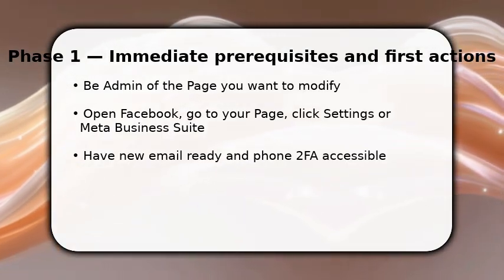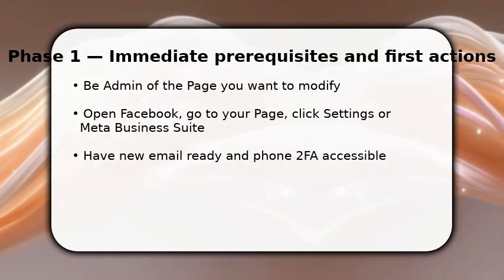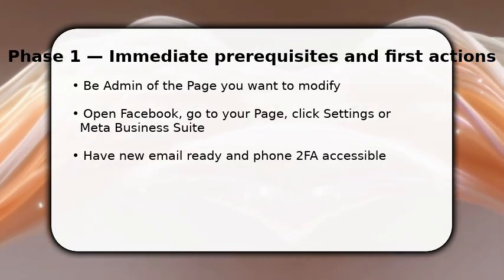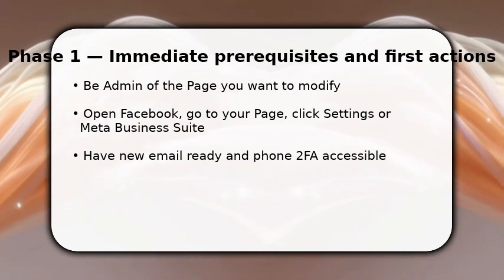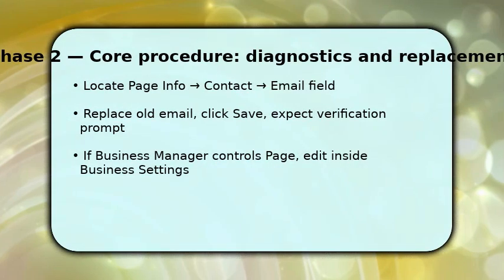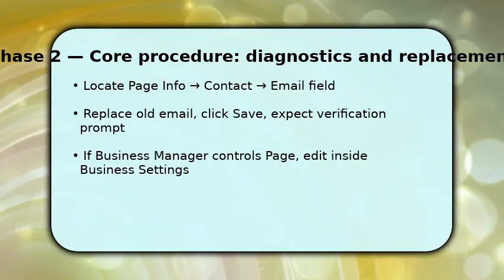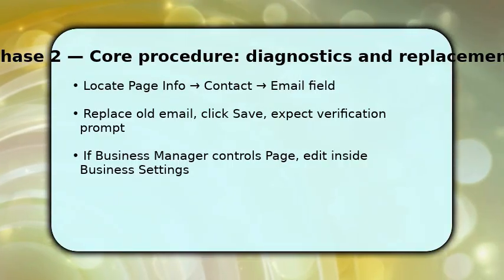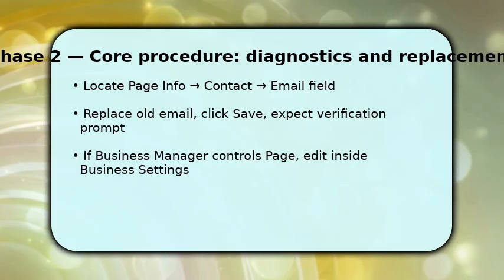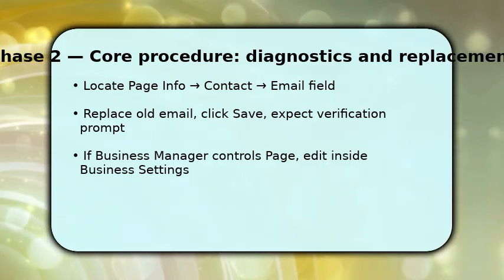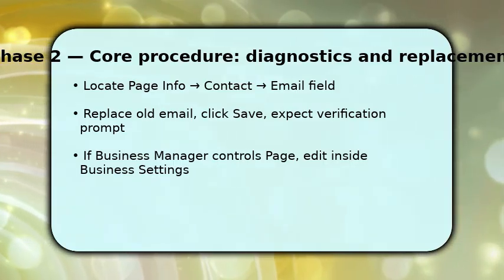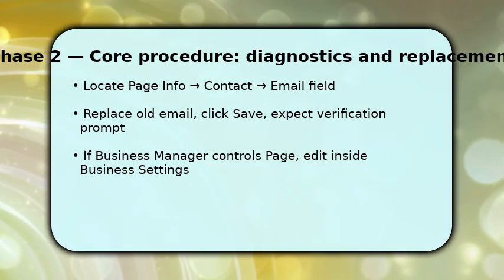Begin now by navigating into Page Settings and locating the Contact or Page Info section, because that is the first editable field you will use. Next, find Page Info, then Contact and the email field. This is where you replace the address. You type the new email, click Save, and Facebook commonly sends a verification link to confirm ownership. Follow that link to finalize.